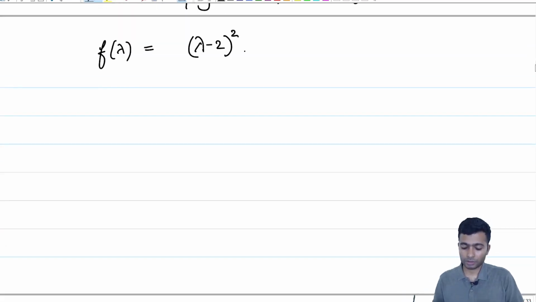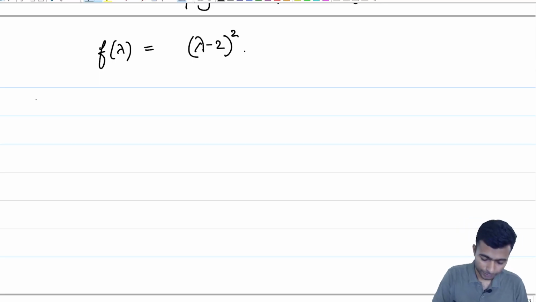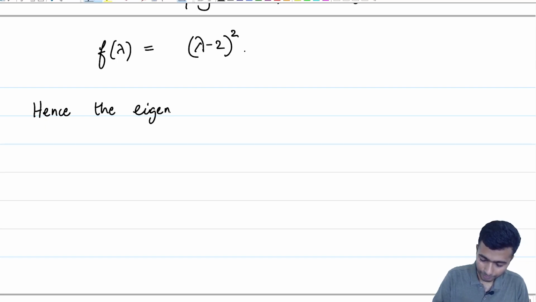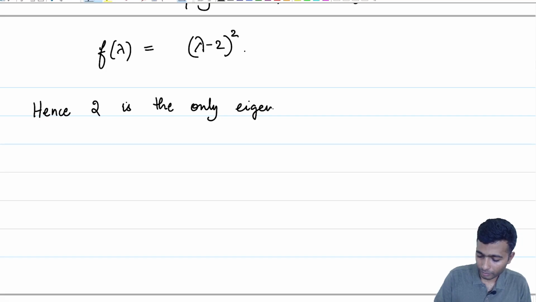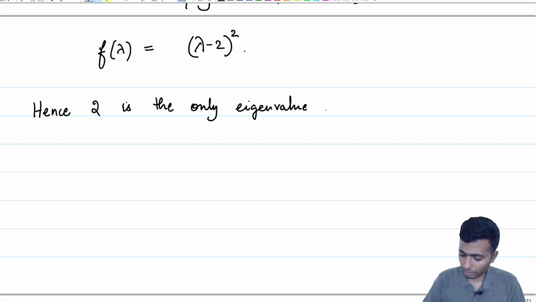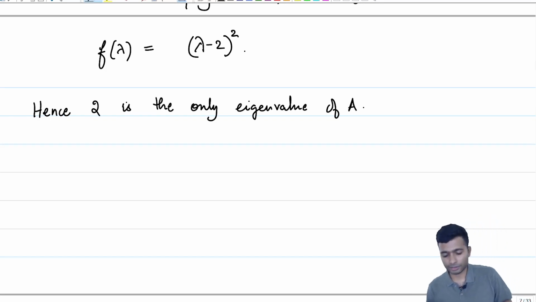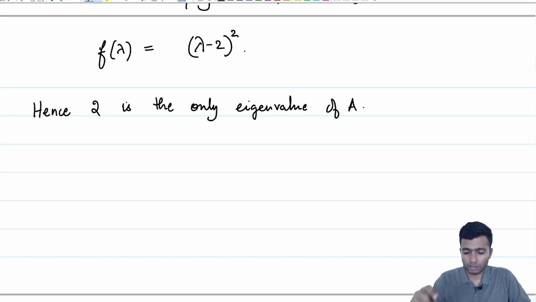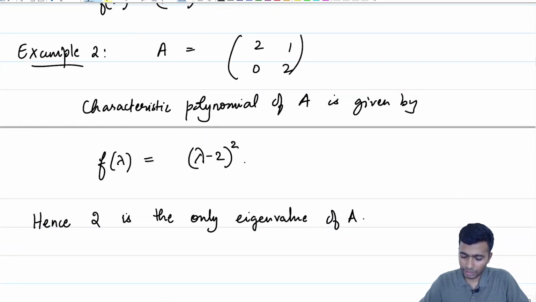and in example 1 our matrix was a diagonal matrix, right. So f of lambda is equal to lambda minus 2 the whole square implies that the eigenvalues of our matrix A is just 2, because they are the roots of the characteristic polynomial. Hence 2 is the only eigenvalue of A, as in the previous case. Now this matrix A, as you can see, 2 1 0 2, is certainly not a diagonal matrix to begin with.